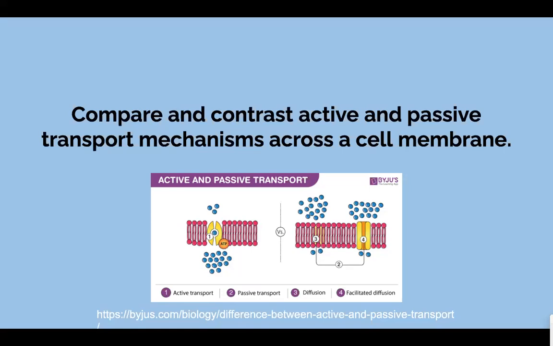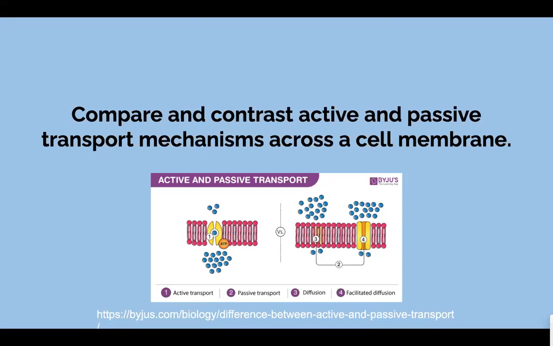There's primary active transport, secondary active transport, and selectivity. Examples of active transport include the sodium-potassium pump, which transports sodium ions out of the cell and potassium ions into the cell, and the sodium-glucose co-transporter in the small intestine, which couples the transport of glucose with the movement of sodium ions.